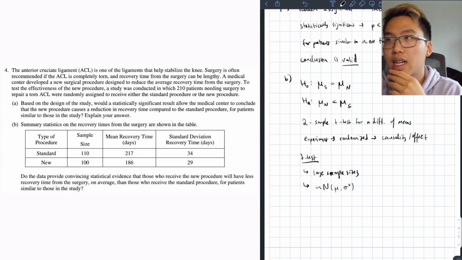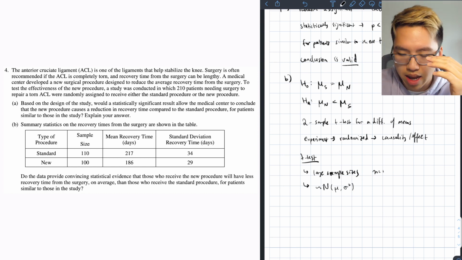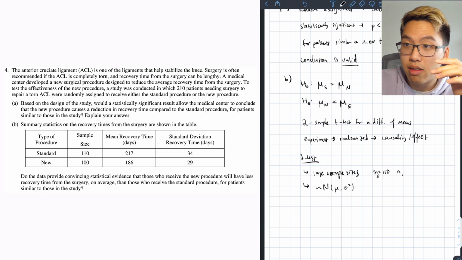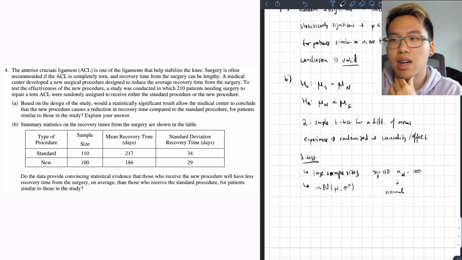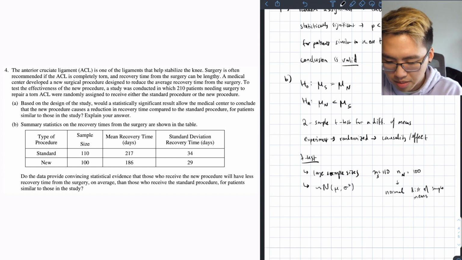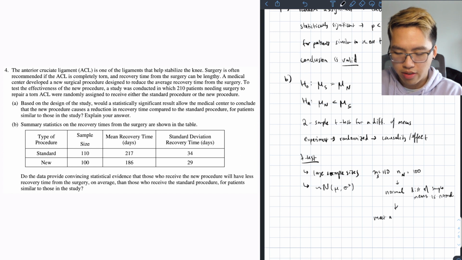Because we have a large sample size, so we have n equals 110 for the standard group, let's denote that with ns, and we have n of the new group is 100. I think we can presume that the distribution of our sample means is normal. Because that's true, we meet the assumptions of the t-test.